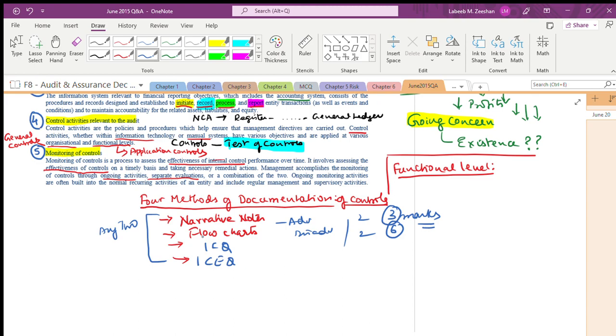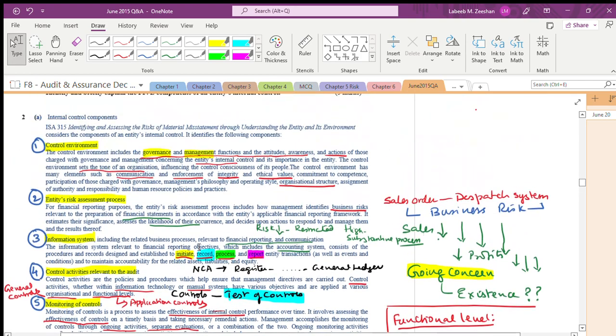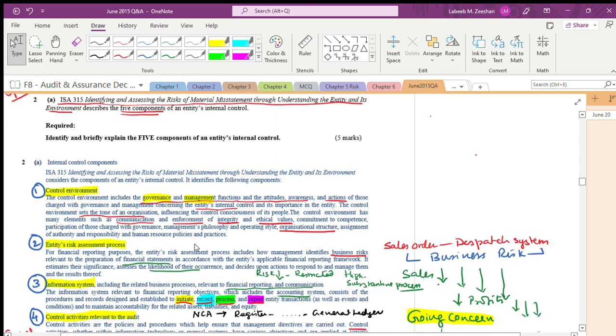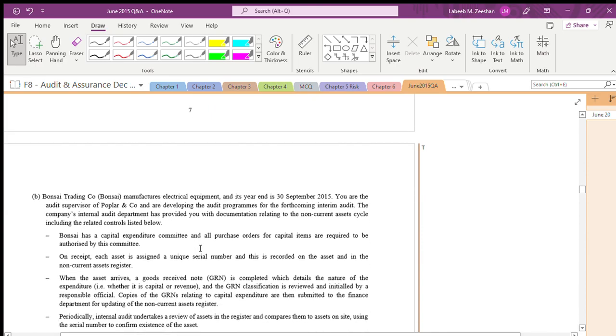We are talking about 5 internal control components: control environment, risk assessment process, information systems, control activities, monitoring of controls. Fine? Good.